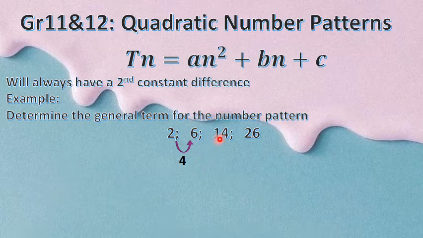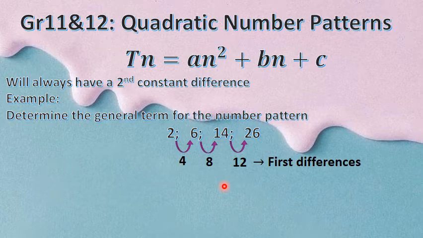Or what did I add to number 6 to generate number 14? What is T3 minus T2? Aha, I added the number 8. Last but not least, to get from 14 to 26, T4 minus T3 equals 12. So these numbers right here are not constant. In other words, the same number doesn't repeat itself. So this is not a linear number pattern, which we will deal with in the next video. The first differences are not constant.